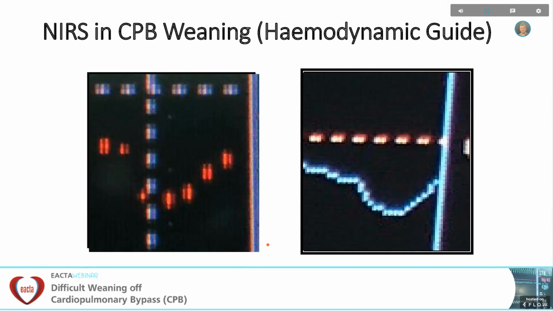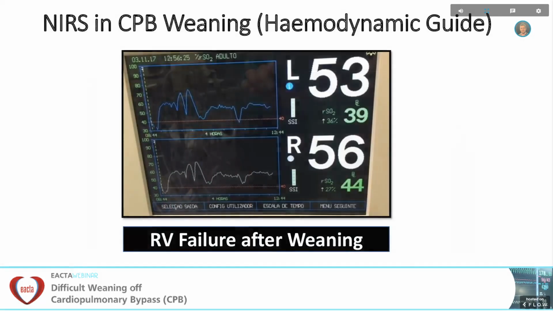This is the mean arterial pressure showing this tendency, and it's quite similar to the tendency of the NIRS monitoring. We can use it to diagnose rapidly changing hemodynamics. In this example, we have a patient with right ventricular failure, showing a very rapid, real-time decrease in perfusion, like you see here.